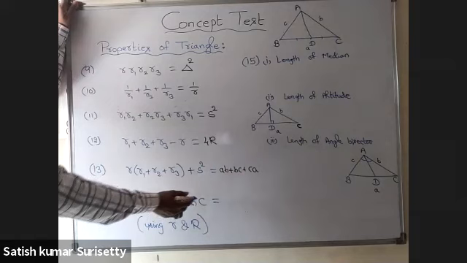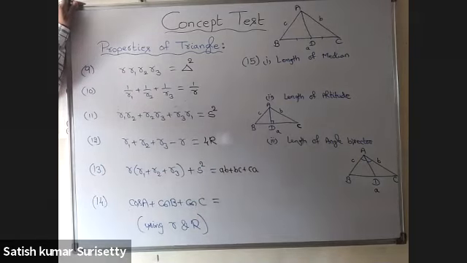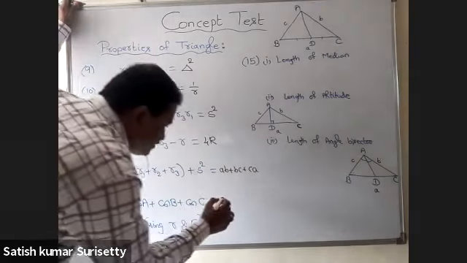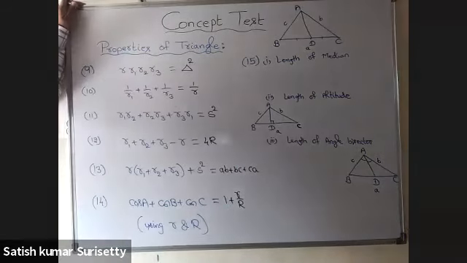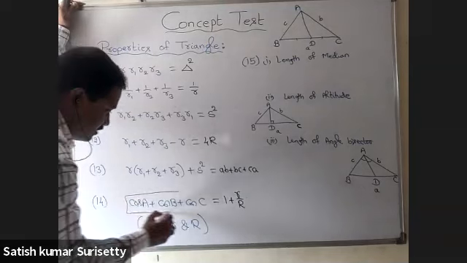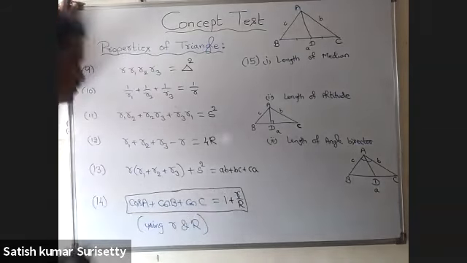Cos A plus cos B plus cos C in terms of inradius and circumradius is 1 plus small r upon capital R. This is a very important formula, you should remember.